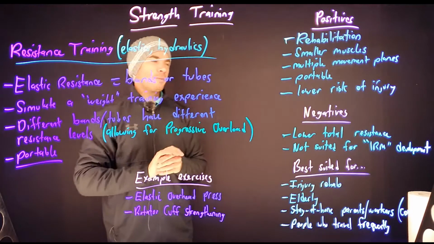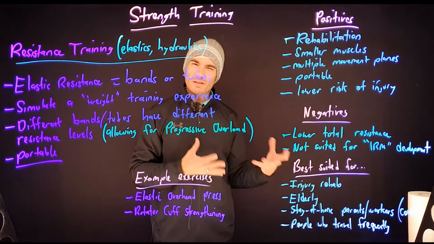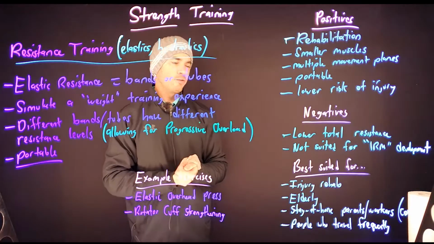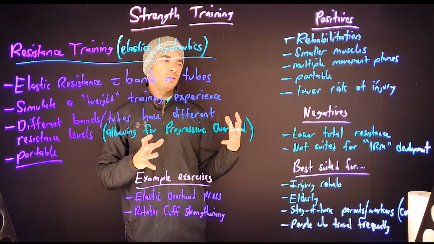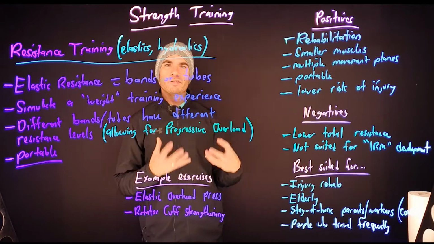So negatives around using elastic bands and tubes is that there is a lower total resistance allowed, okay? And you can get some pretty solid bands out there, okay? Rated for up to like 30, 40 kilos, etc. But then when you're looking at doing things like heavy squats, heavy deadlifts and all that kind of stuff, you're not gonna find enough bands.